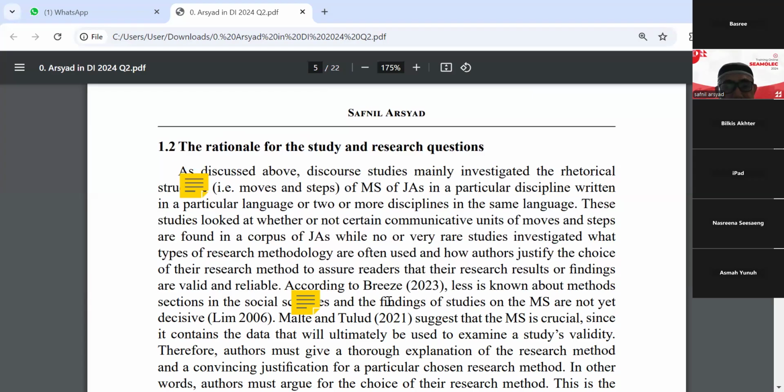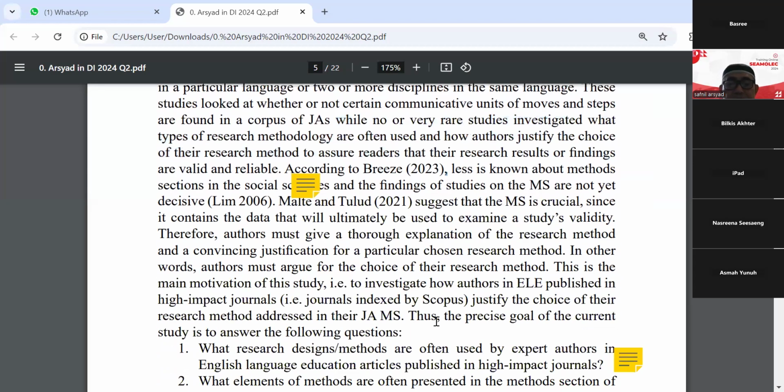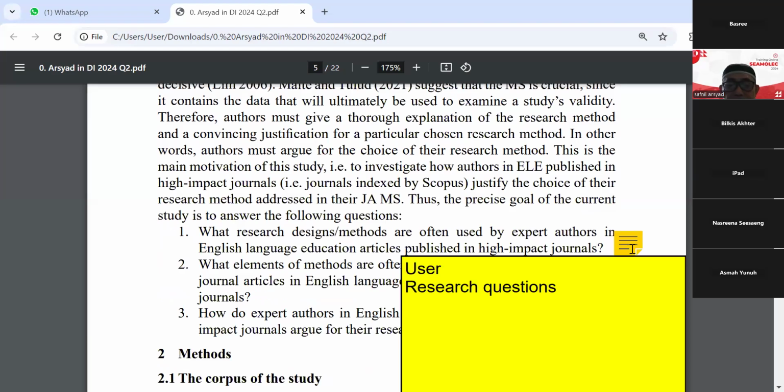The first, why the study? Do we need to do the study? So the reason is no, or very rare, studies investigated what types of research methodology are often used and how authors justify the choice of the research method. So this is the research gap. And then the support, the justification for the research gap, is from Breeze and from Lim and Mauti and Tulut. And then it is followed by research question.